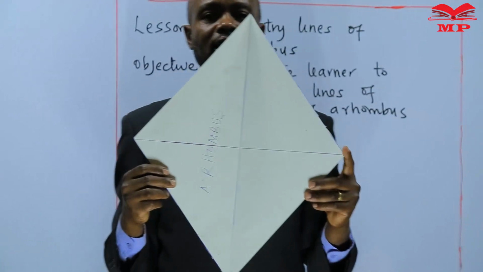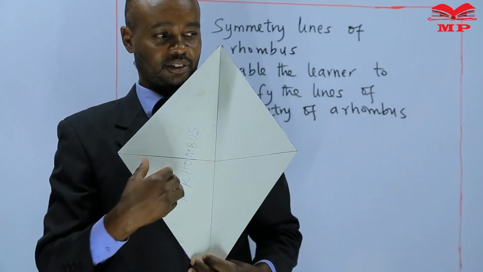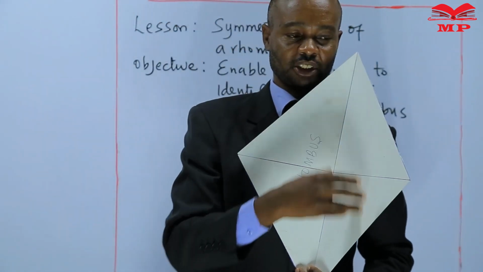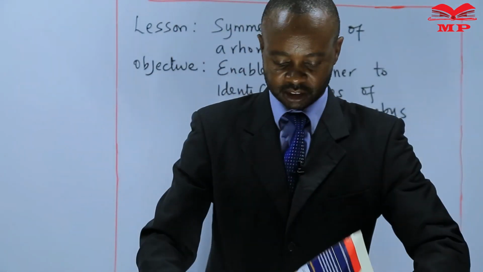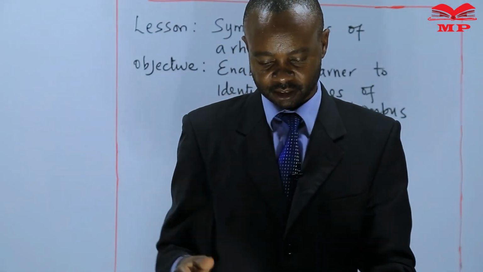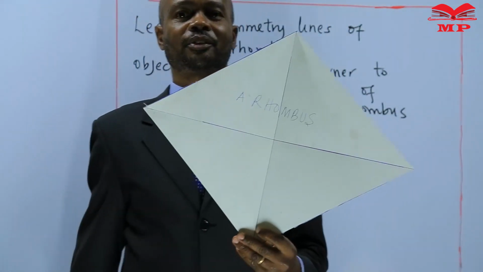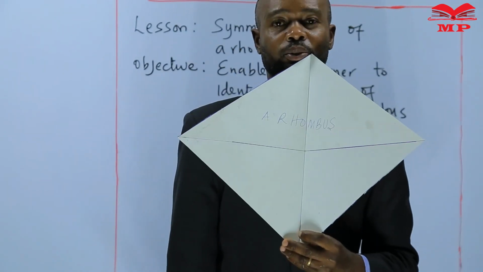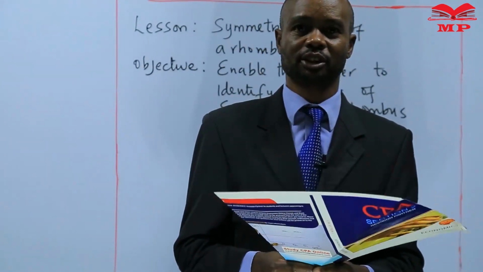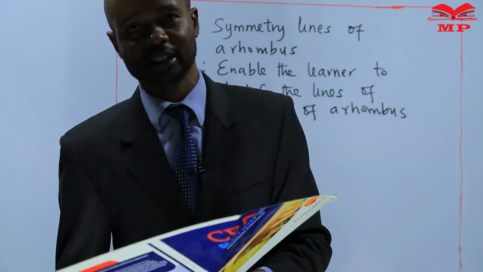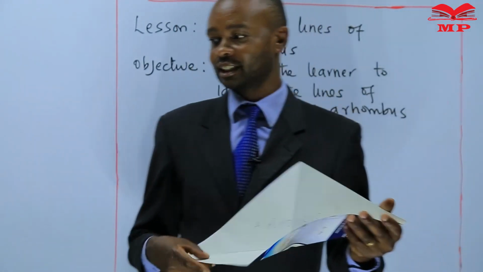And yes, is that a line of symmetry? Yes, because those two halves have similar proportionate similarities seen in them. I'll fold it along the shortest diagonal. Yes, I get two halves which are equal. So what is your conclusion? A rhombus will have two lines of symmetry, one along the shorter diagonal and the other along the longer diagonal.